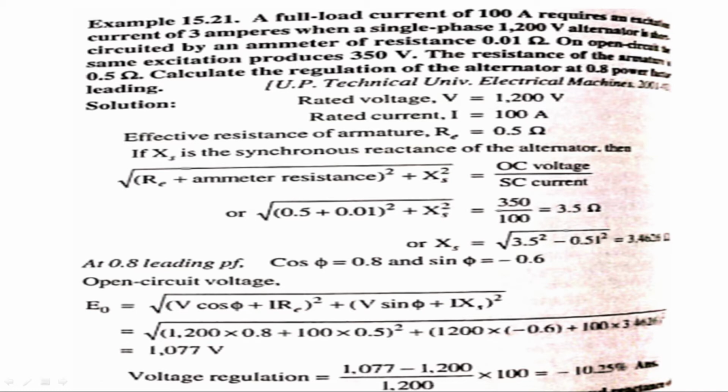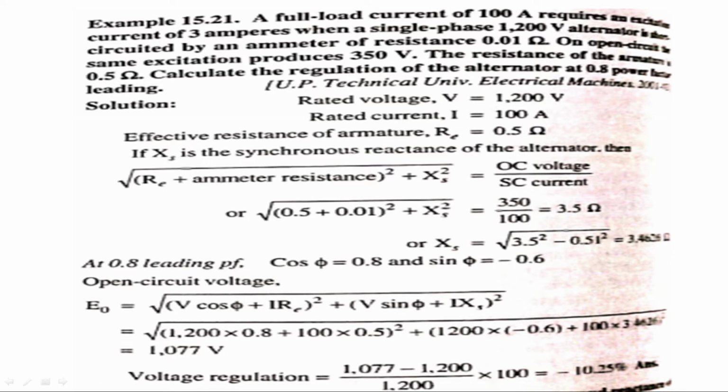So let us see the solution of this problem. Rated voltage V equals 1200 volts. Rated current is 100 amps. Effective resistance is given as 0.5 ohms. Now Xs can be calculated from root of Re square plus ammeter resistance square plus Xs square, which can be taken as OC voltage by SC current, that is open circuit voltage by short circuit current. Substitute the values, then we can find the value of Xs. I am getting it as root of 3.5 square minus 0.51 square, that is 3.4626 ohms.